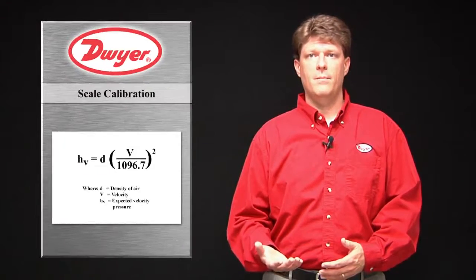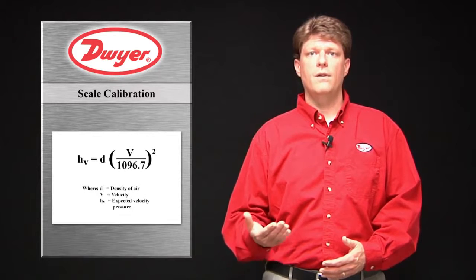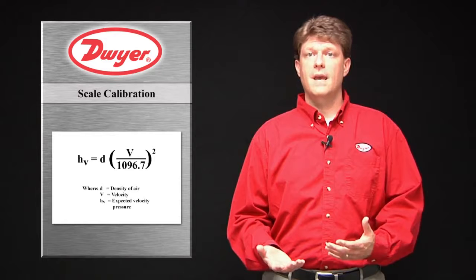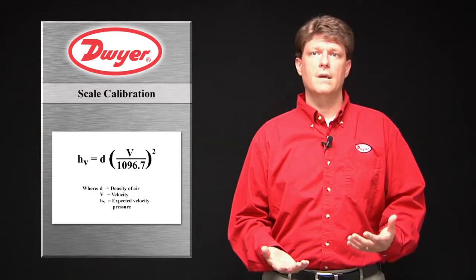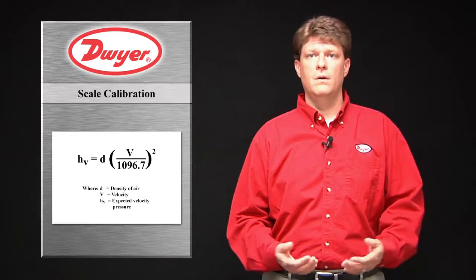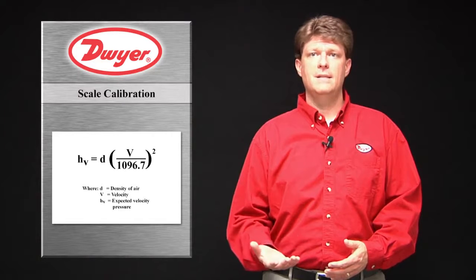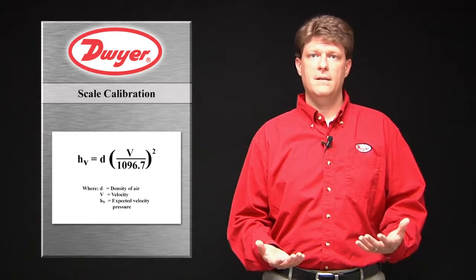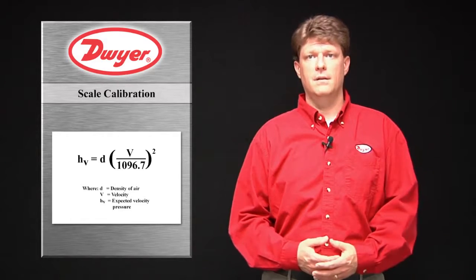To do the scale calibration, Dwyer needs to know the velocity or flow rate at a given velocity pressure. This is calculated for air velocity using a pitot tube with the equation shown, with d being the density of the air, v being the velocity, and hv being the expected velocity pressure at that velocity.